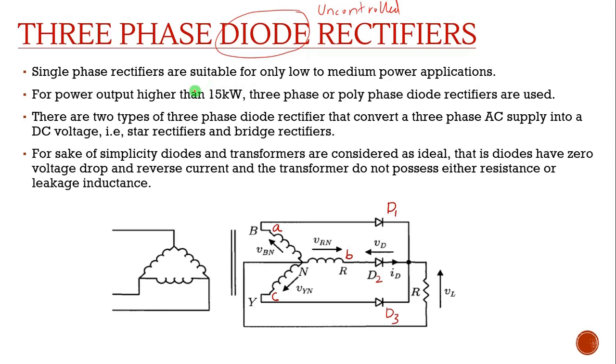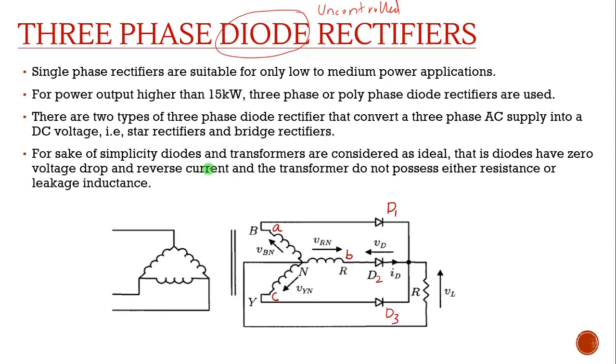Previously we have seen the single phase rectifiers. These single phase rectifiers are suitable only for low to medium power applications. In the case of high power applications, that is more than 15 kilowatt, the 3-phase or polyphase diode rectifiers are used. There are two types of 3-phase diode rectifier that convert a 3-phase AC supply into a DC voltage, that is star rectifiers and bridge rectifiers.